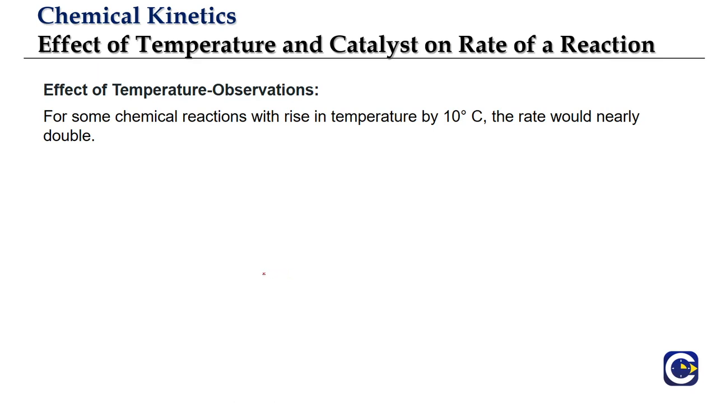What is generally observed is that for most chemical reactions, when temperature is increased by say around 10 degrees centigrade, the rate of the reaction almost doubles. I mean, it is not like in every case it is doubling, but for most of the reactions, a 10-degree rise in temperature results in almost doubling of the rate of the chemical reaction.